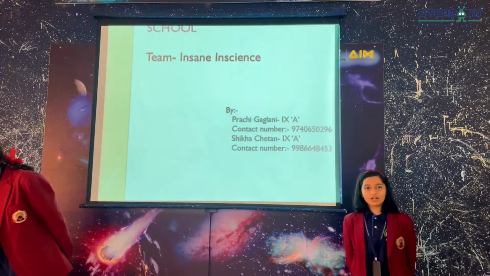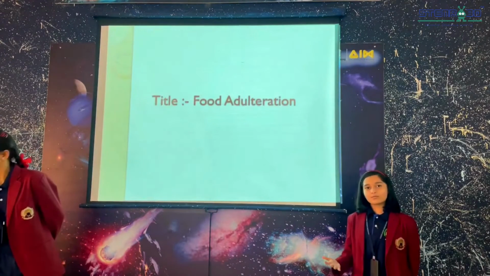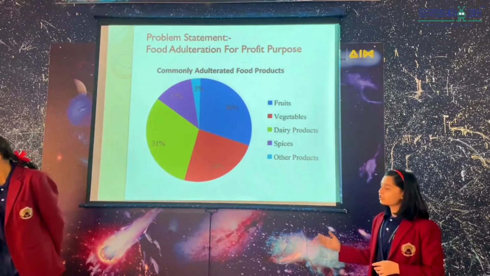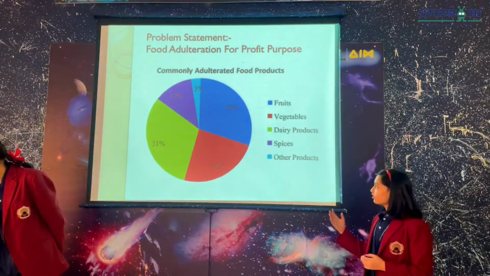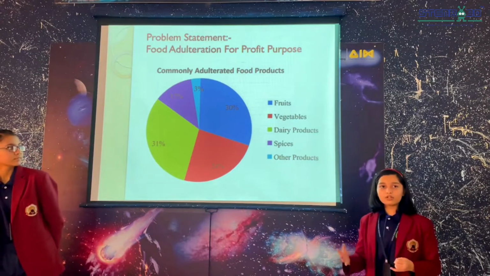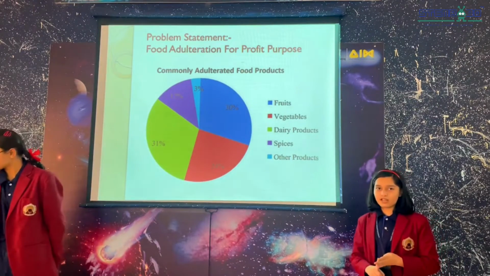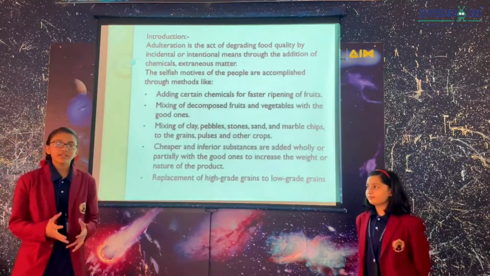Our title is Food Adulteration. The problem statement is food adulteration for profit purposes. As you can see in this pie chart, the rate of food adulteration in different products. Most commonly, food adulteration is done in products like fruits, vegetables, dairy products, spices, and all. So, what is food adulteration?